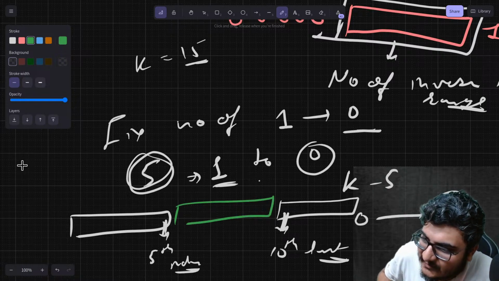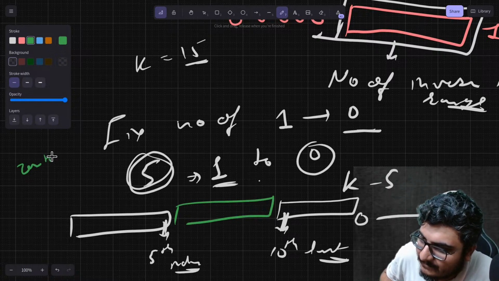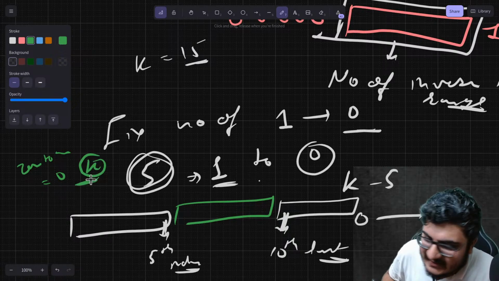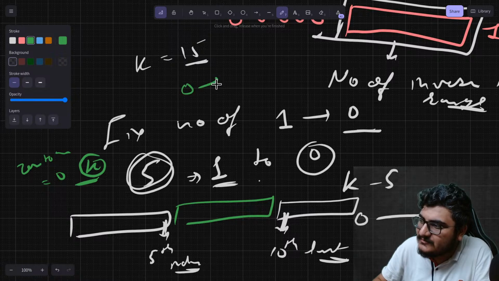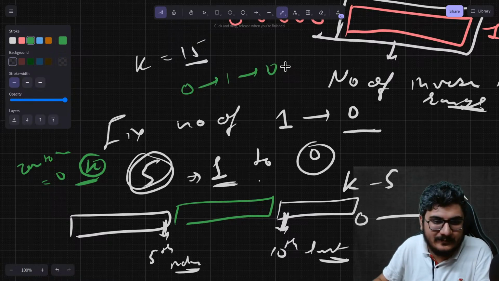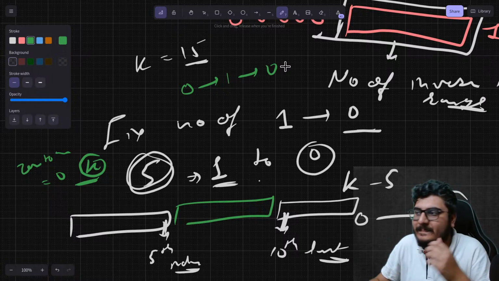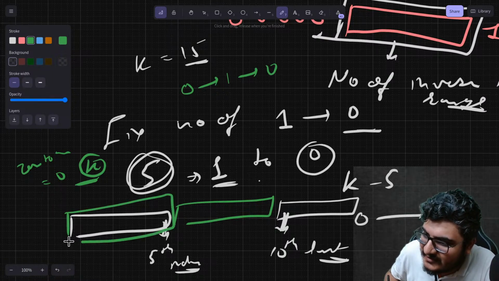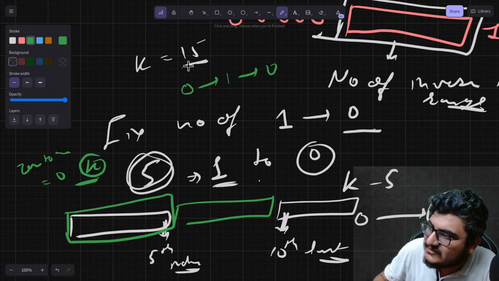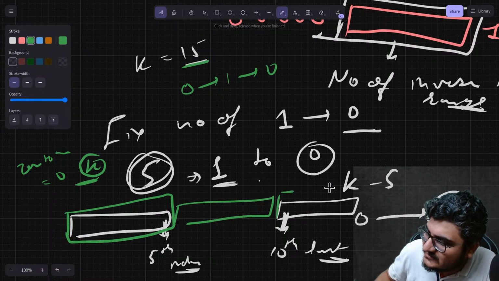I iterate on the number of 0 to 1 changes from 0 to k, and there is no point in changing some number from 0 to 1 and then back from 1 to 0, because you are just wasting two operations here. So the idea is, let's say I will change 5 times from 1 to 0 at the start, and if my k is 15, in that case I should change the last 10 zeros to 1.